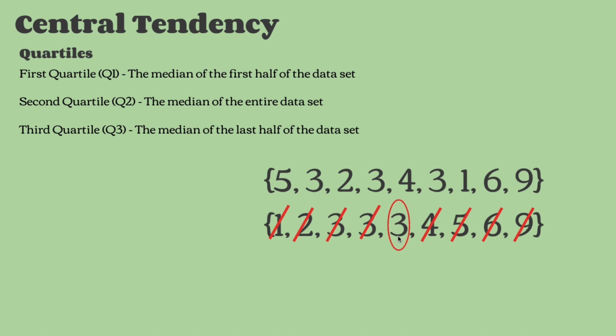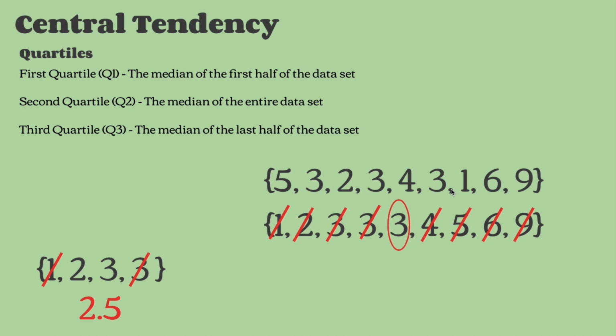So now we're going to find the first quartile by taking the first half before the median and finding the median of this new data set. We're stuck with two numbers, so we know that we have to find the mean. 3 plus 2 is 5. 5 divided by 2 is 2.5. So this would be our first quartile.